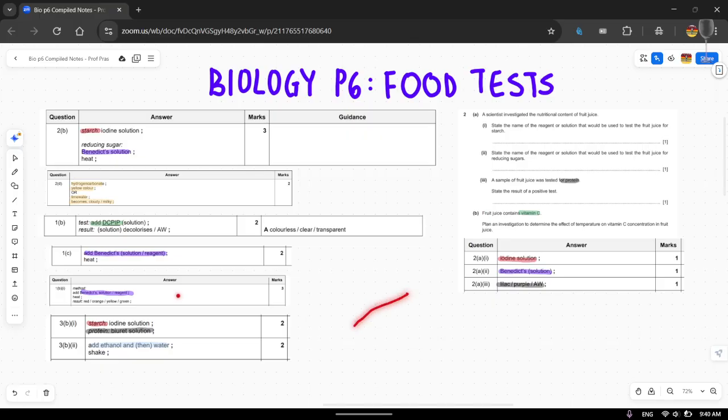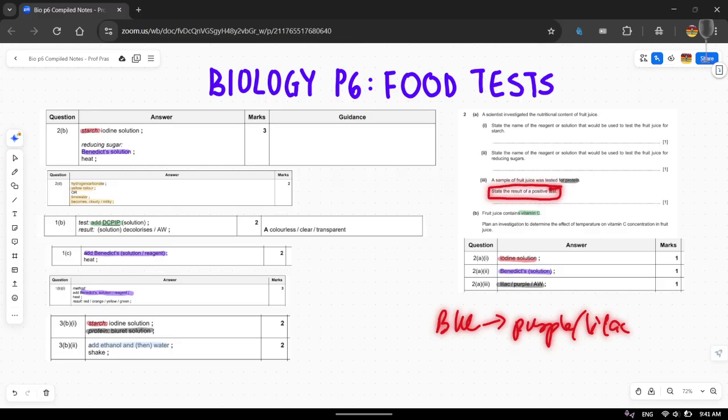Then we sometimes also get protein. To test for protein, you have to use biuret solution. The positive result for that is blue to purple or lilac. And you can see that this was added in a question: state the result for a positive test for protein, which is lilac or purple.